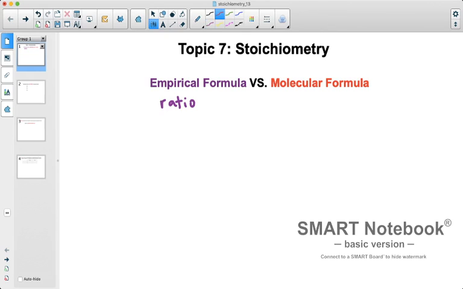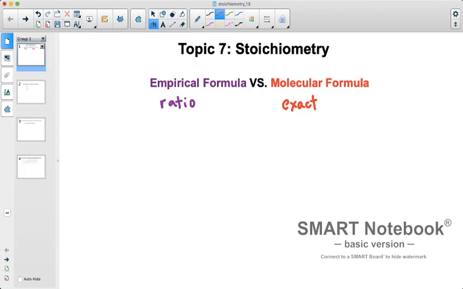Oftentimes when we see the word molecular, we have to think about covalent substances. But in this case, when we compare empirical to molecular formulas, we use it a little bit more generally. By definition, the molecular formula is the exact number of atoms of each element. And the key term here really is exact. Empirical implies the ratio, really the simplest ratio. When we talk about molecular in a general sense, it's really the exact number.